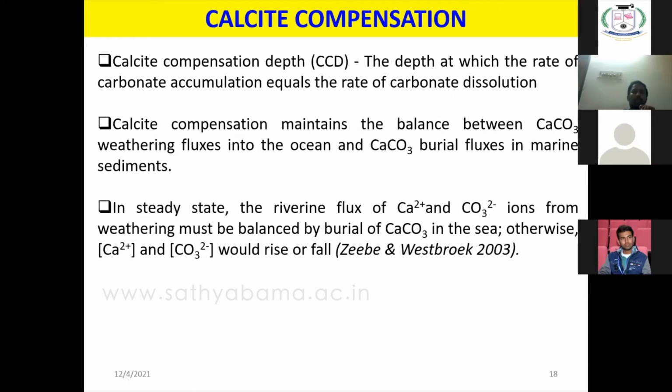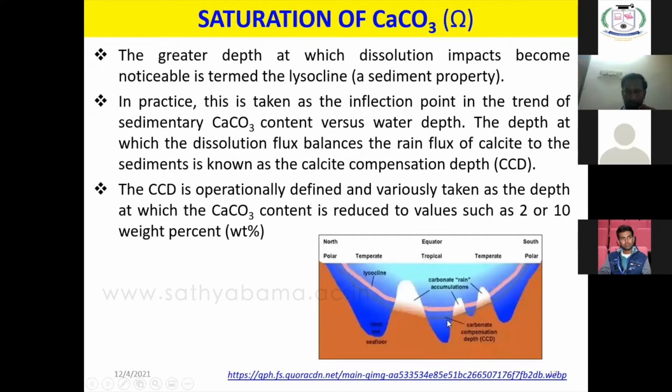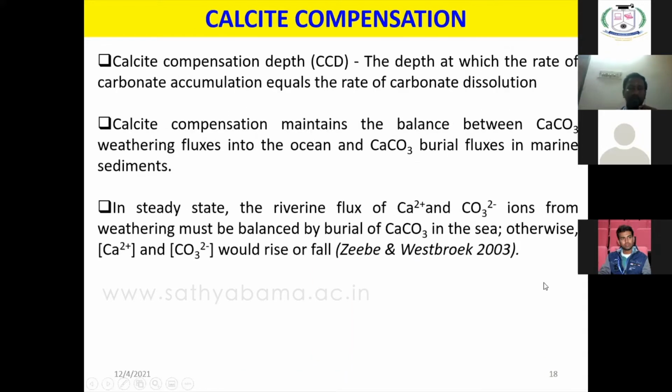Of course, the calcite compensation depth we need to talk about while we are talking about the chemistry of carbonate in seawater. The calcite compensation depth, that is CCD, can be termed as the depth at which the rate of carbonate accumulation equals the rate of carbonate dissolution. You can see in the picture over here, CCD, carbonate compensation depth. These parts are called the rates of carbonate accumulation. The calcite compensation depth maintains the balance of Ca2+ and CO3 2-, which will be fluxing into the ocean, and calcium carbonate fluxes into the marine sediments.